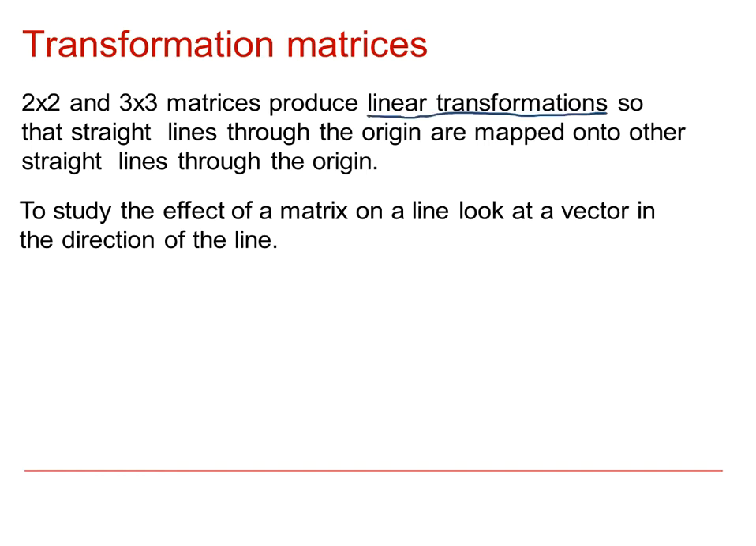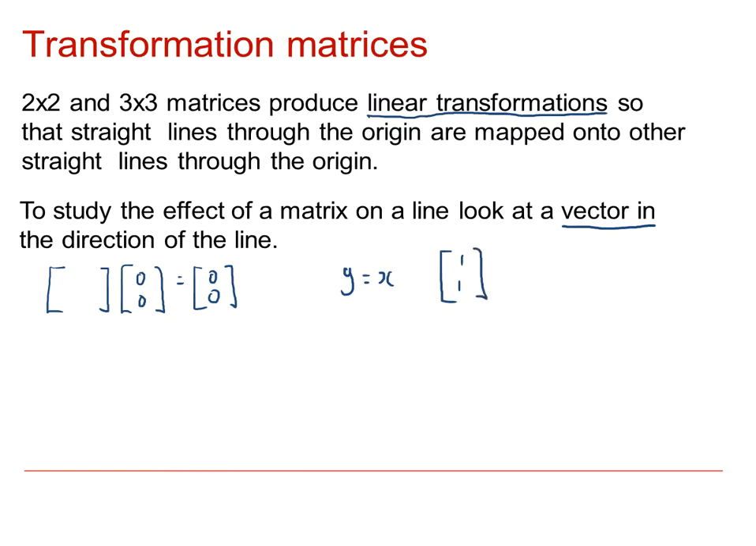We also know, of course, that whatever the matrix is, the origin (0, 0) will map to (0, 0). Therefore the origin maps onto itself, and straight lines through the origin must map onto other straight lines through the origin. So to study this, we can look at a vector in the direction of a particular line. For example, the line y equals x has a vector (1, 1) along its direction.